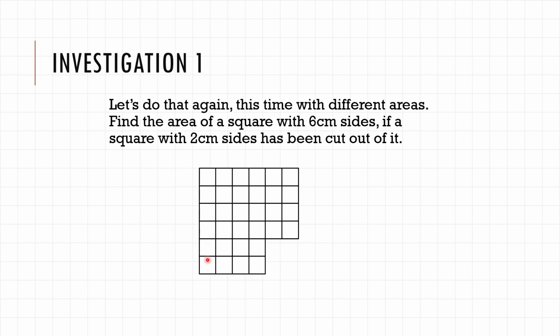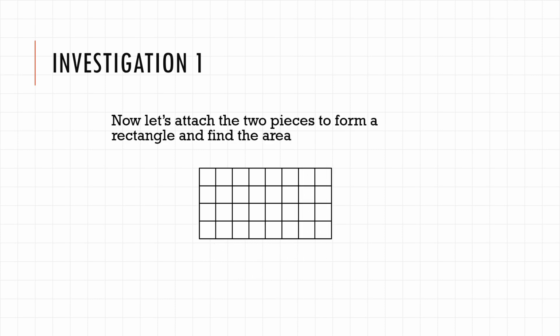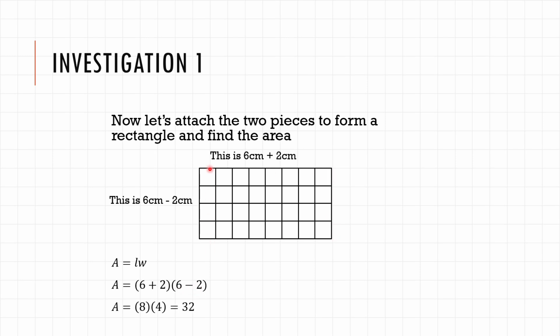Okay, well, if I cut this piece out, I end up with this section right here. And of course, this length is going to be the same as this. So I attach those two pieces together. Now I've got a rectangle where this side, it was 6, but I added on another 2 centimeters. And this side was 6, and I removed those same 2 centimeters. And so the area of this is going to be 6 plus 2, which is 8, times 6 minus 2, which is 4. And that gives me a total area of 32.